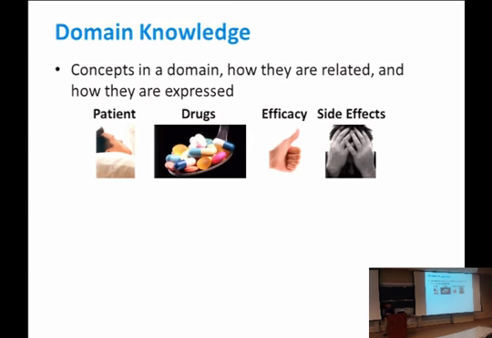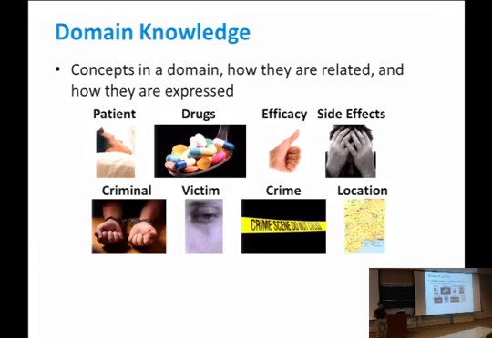When performing inference within a specific domain, we need to know about the concepts in the domain, how these concepts are related to each other, as well as how they're expressed in text. In the patient record domain that I discussed, you have concepts like the patient and its attributes, the drugs, the efficacy, the side effects, and so forth. Now suppose we're moving to an entirely new domain. Now we want to come up with strategies to prevent crime. Now we have an entirely new set of concepts like the criminal and the victim and their attributes, the crime itself, or the location of the crime.